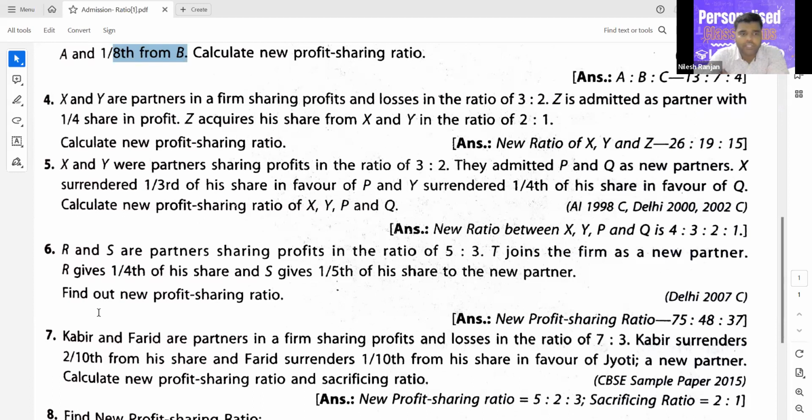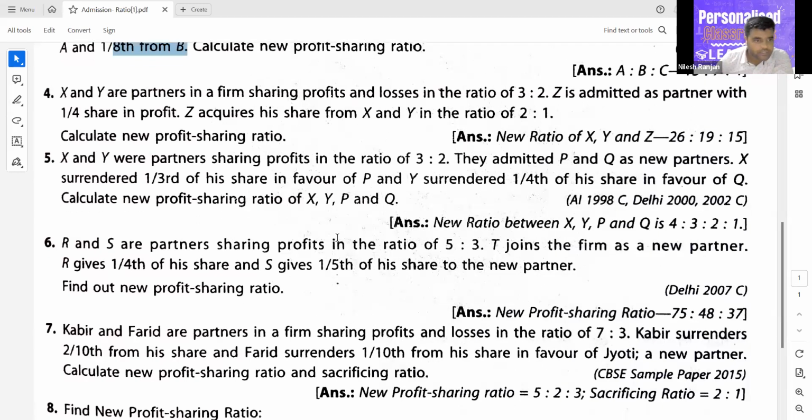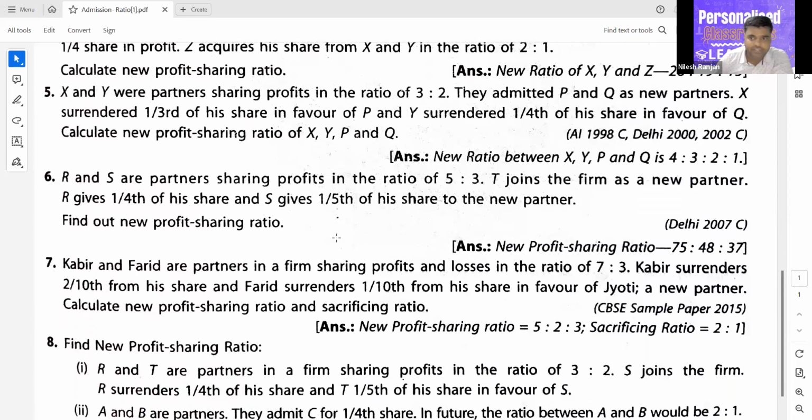X and Y were partners sharing profit in the ratio of 3:2. They admitted P and Q as new partners. There are two new partners. X surrendered 1/3 of his share in favor of P, and Y surrendered 1/4 of his share in favor of Q. Okay. So in question number 6, the same question is this, but there is only one partner.